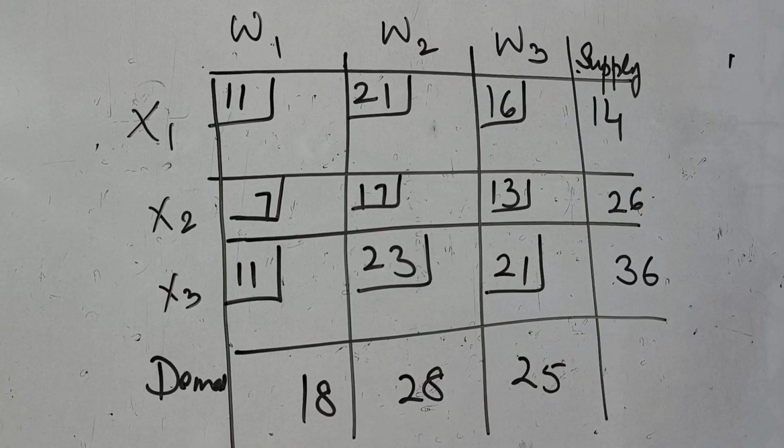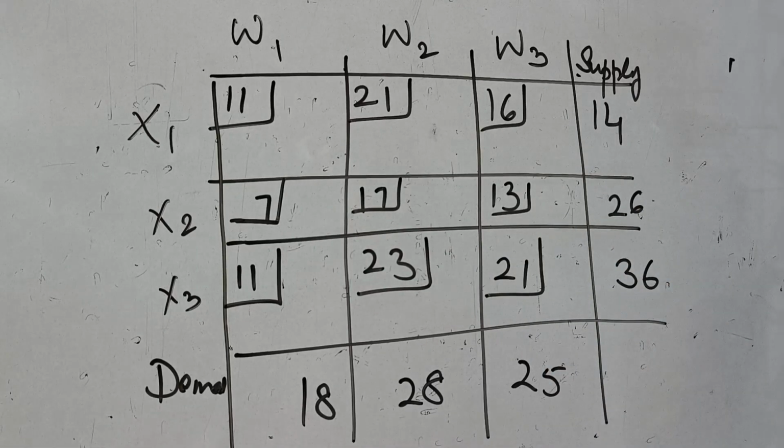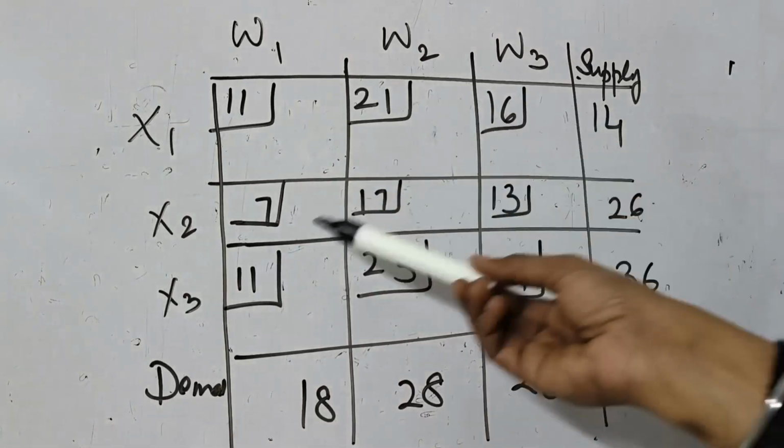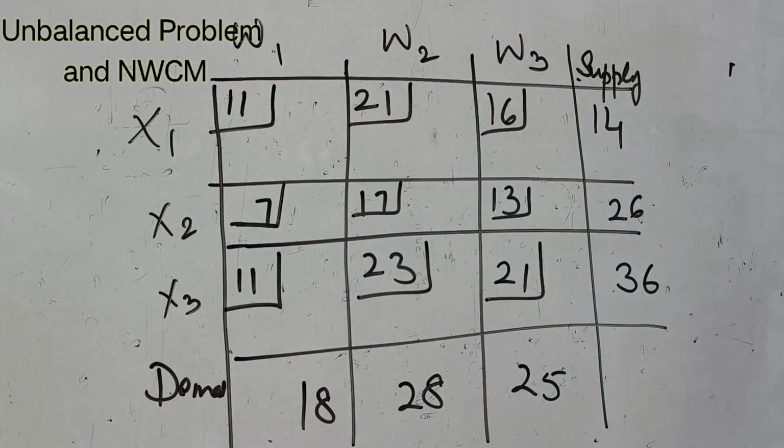Now this is another practical question in front of you. As we have done in the previous question, it looks similar. These are the transportation costs given for individual cells. If we want to go from W1 to X1, rupees 11 will be charged.